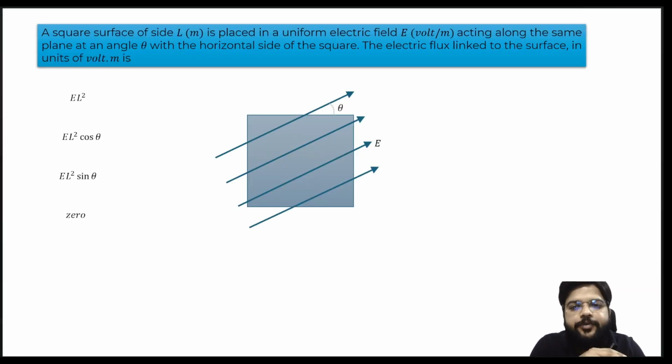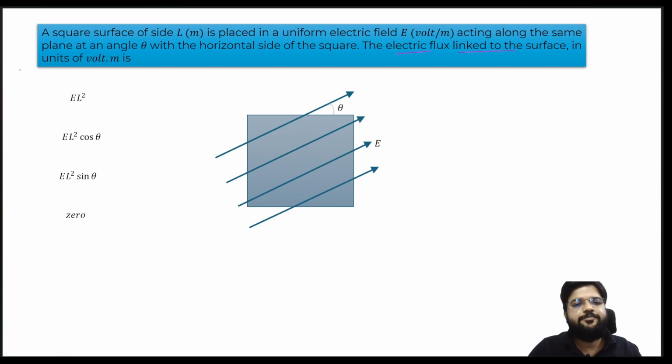Let's see one question, everyone, on the basis of this concept. So here we have the question: a square surface of side L is placed in a uniform electric field E, acting along the same plane at an angle theta with the horizontal side of the square. The electric flux linked to the surface in units of volt meter is what? So here we want electric flux, everyone. This is the question.